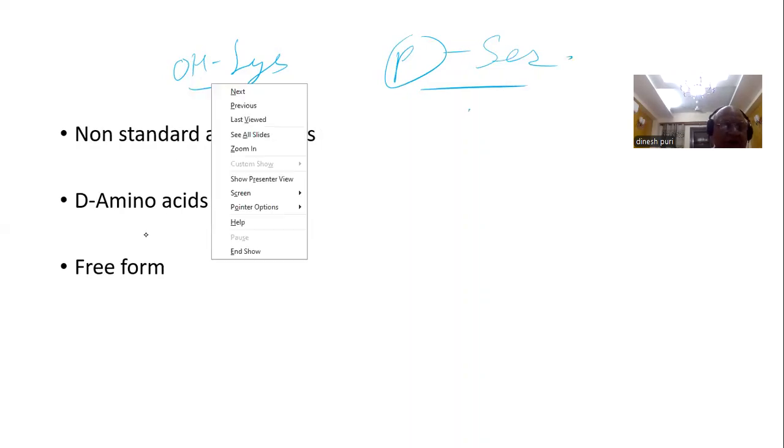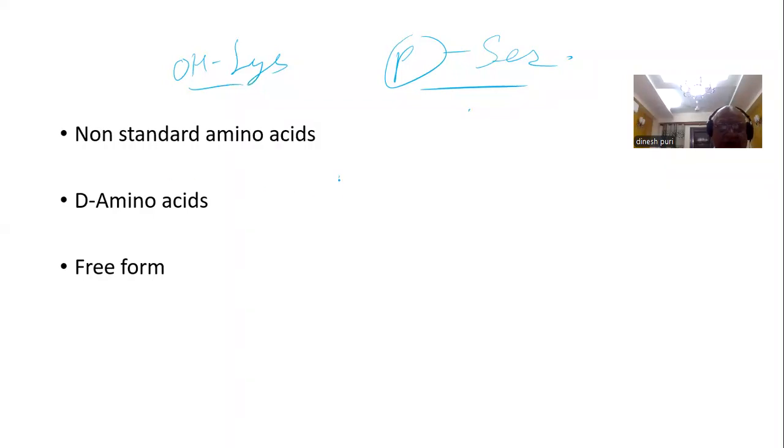So we have done about the standard amino acids, but our body also has got some non-standard amino acids. For example, hydroxylysine, phosphoserine. क्या फर्क है? इनका जेनेटिक कोड नहीं होता. All amino acids in our body are L amino acids, D amino acids only in bacteria.